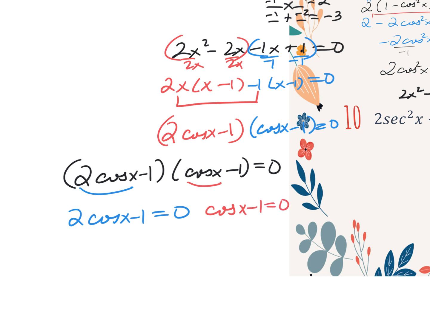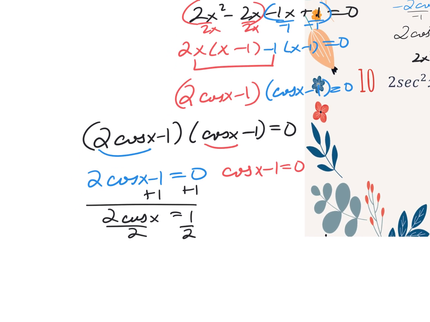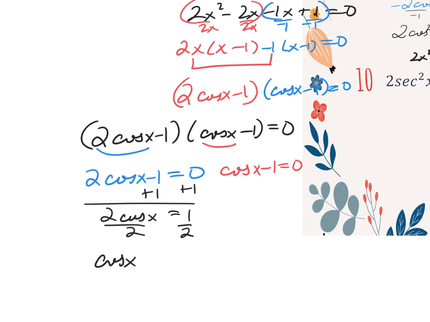Solve each one for x or for cosine x. So I'll add 1. 2 cosine x equals 1. Divide by 2. And cosine x equals 1/2. Let me just finish the other one. Cosine x equals positive 1.